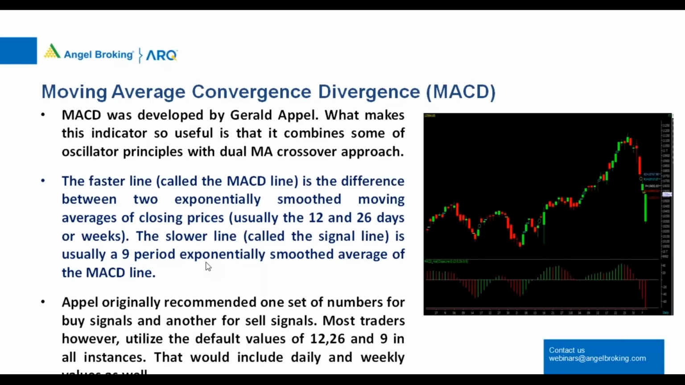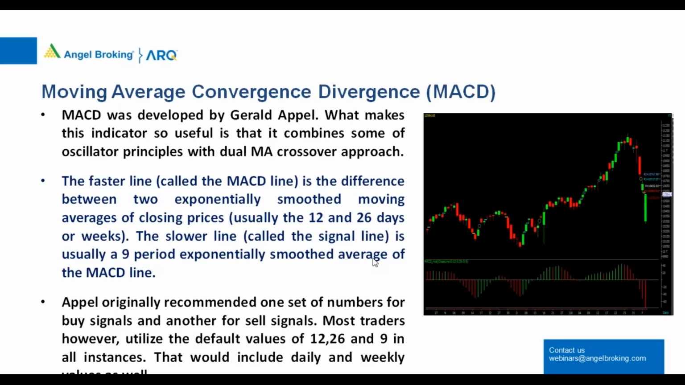What makes this indicator so useful is that it combines some of the oscillator principles with the dual moving average crossover approach. When I was speaking about moving averages, there's something called the moving average crossover, wherein we have two moving averages, a short term and a long term. When the short term crosses the long term from below and moves up, that's called a moving average crossover, so that's a buy signal. Likewise, when the short term moving average crosses the long term from above and both slope down, that's a sell signal.